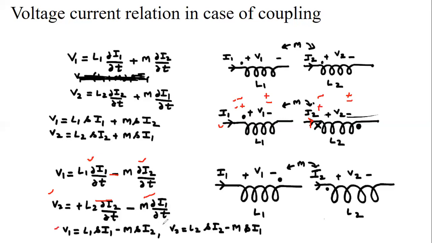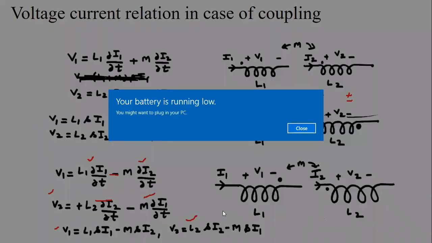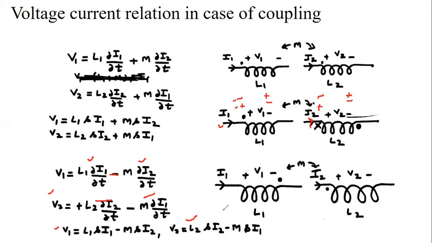And here we have to represent the equation in the frequency domain. Okay, these equations remain the same in the third case, because in the third case current I1 is entering from the undotted terminal, while in the second coil current is entering from the dotted terminal.